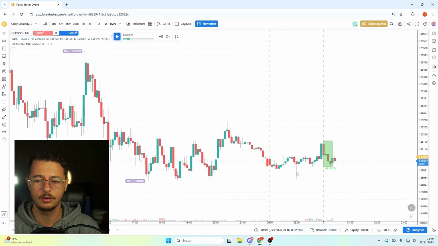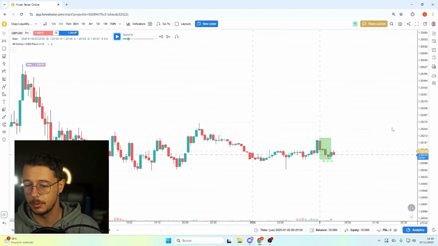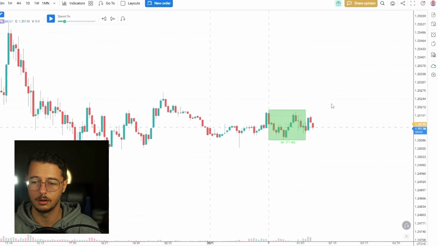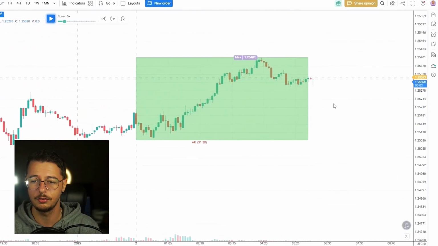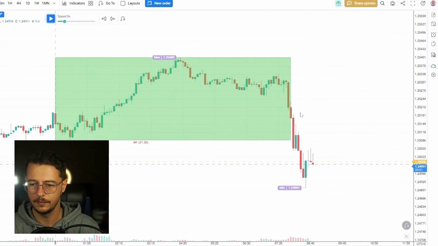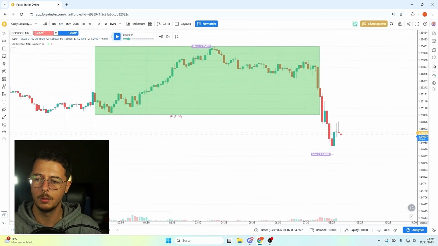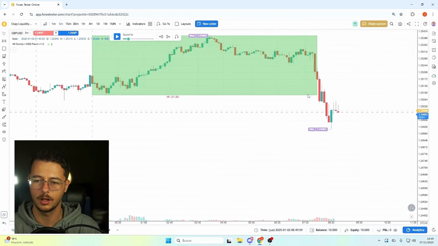What this indicator is going to do is basically show me my open range. This would be the range from the Asian session, as we can see here. And now the Asian session has finished. What we're going to have is a breakout. Okay, so it's broken out below. So now what we need to wait for is a market structure shift.